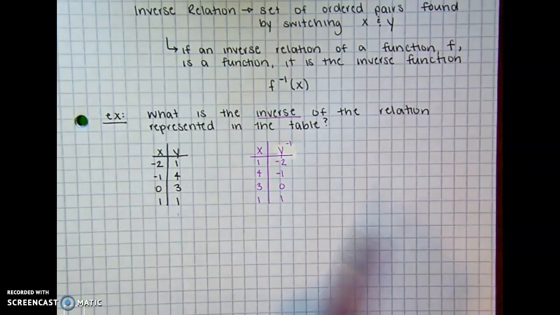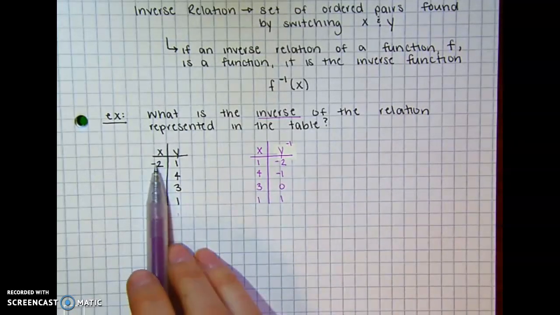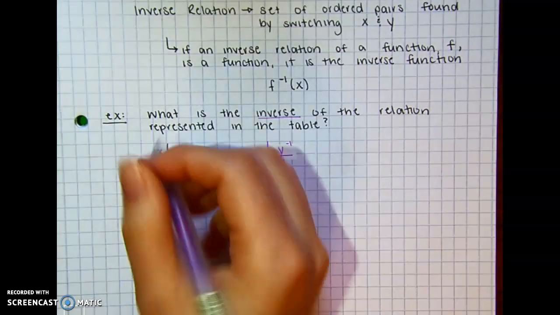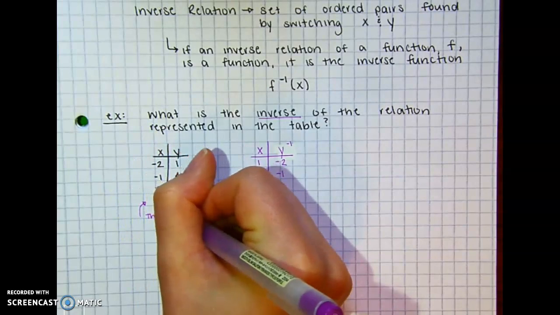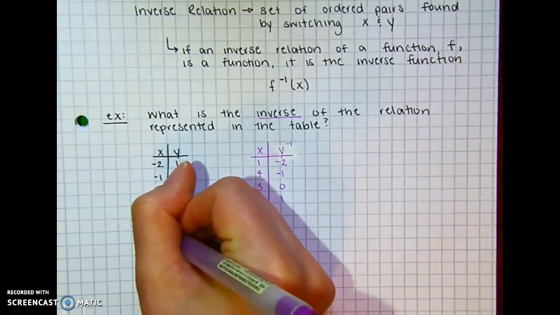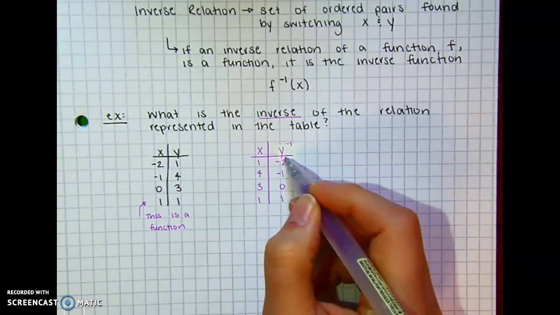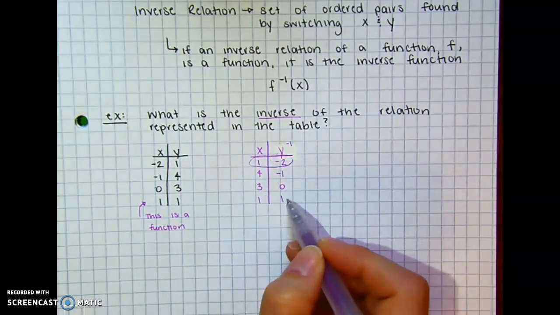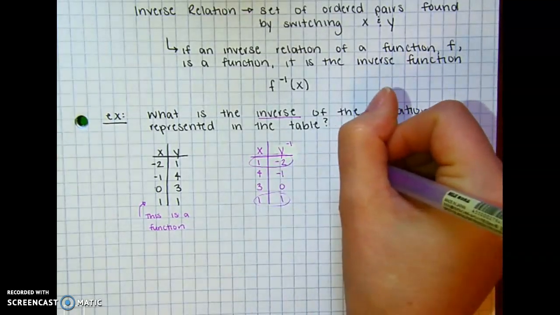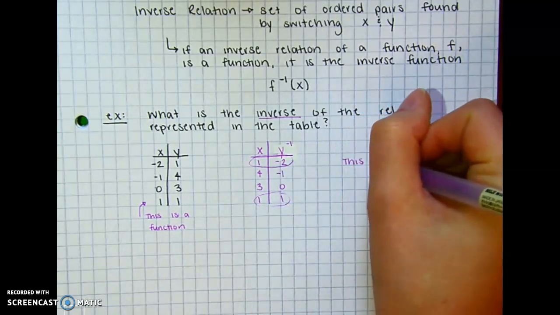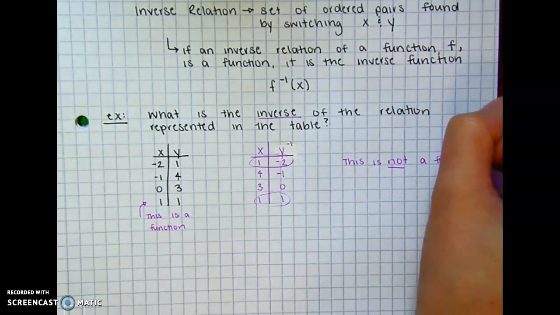And then it says, what is it? So here's what it is. And this is a function, right? Every x has only one y. But this is not a function because the input 1 has two different outputs. So this is not a function.